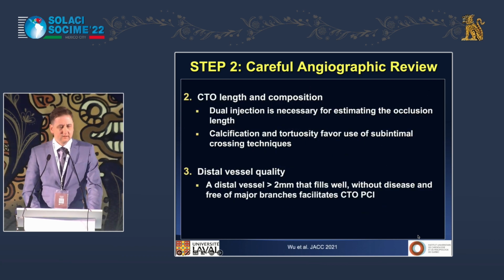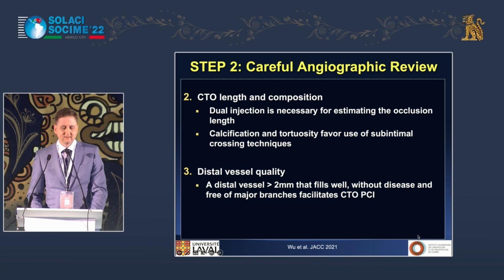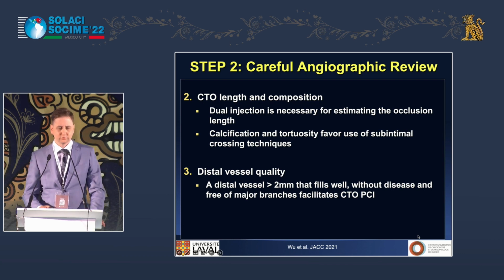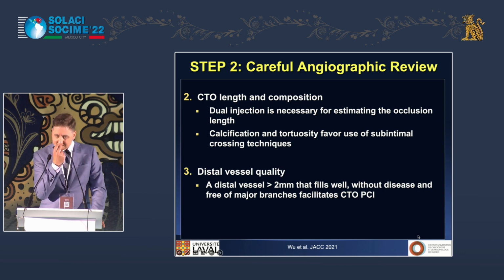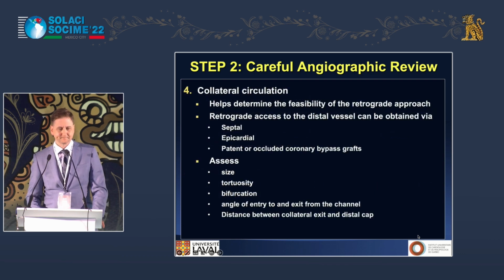The second characteristic that you want to look at is the CTO length and composition. Dual injection is essential for estimating the occlusion length, and calcification and tortuosity will favor the use of a subintimal crossing technique. The third parameter is distal vessel quality. A distal vessel greater than 2 millimeters that fills well, without disease and free of major branches, will facilitate the success of the CTO PCI.